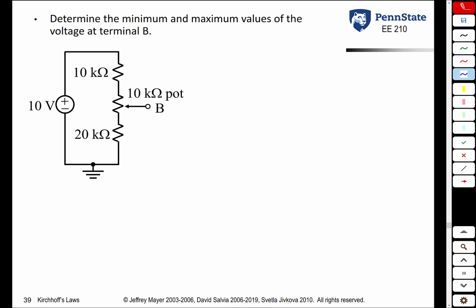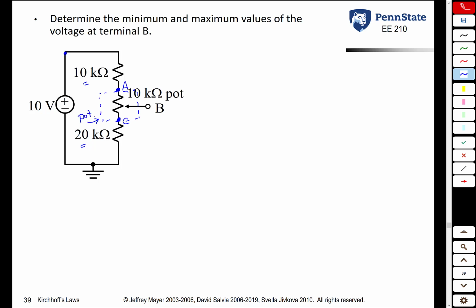Let's look at a more complicated example here. So we still have this pot with terminals A, B, and C. But now we have 2 external resistors, a 10 kiloohm resistor and a 20 kiloohm resistor. The 10 kiloohm resistor is connected between terminal A and the plus terminal of the 10-volt source, and the 20 kiloohm resistor is connected between terminal C of the pot and ground. So the pot basically is this part here. So that's our pot.